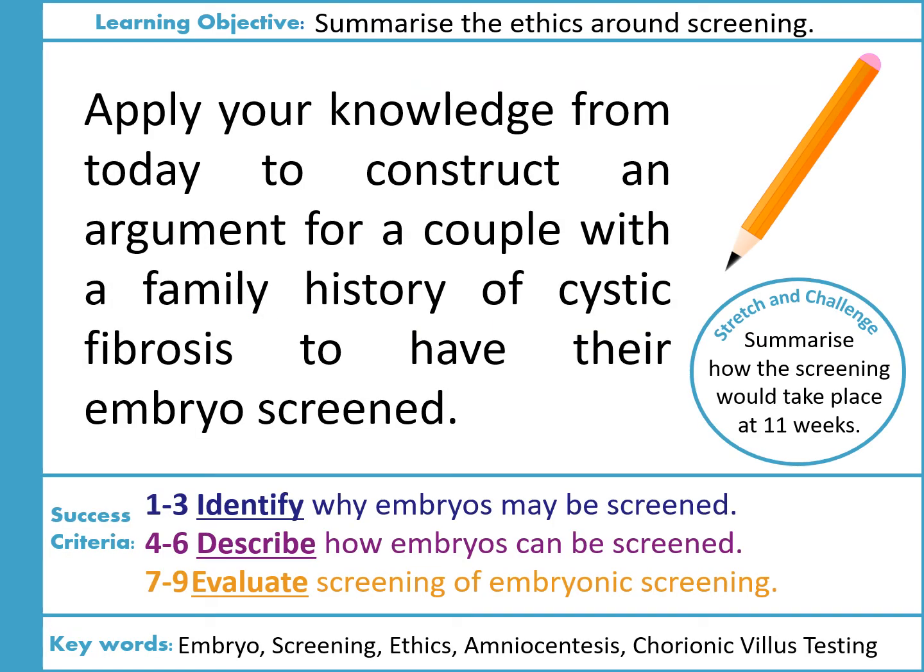So now I want you to use your knowledge and some information that you picked up in that video to construct an argument for a couple with a family history of cystic fibrosis to have their embryo screened. And it's important when you get a question like this in the exam that you put both sides of the argument. So an argument is always a two-sided thing, isn't it? So it's no good for you just to say, I agree that because the couple have a family history of cystic fibrosis, they should be allowed to have the screening. You need to present information from both sides of the argument, and then you will pick up the extra marks.